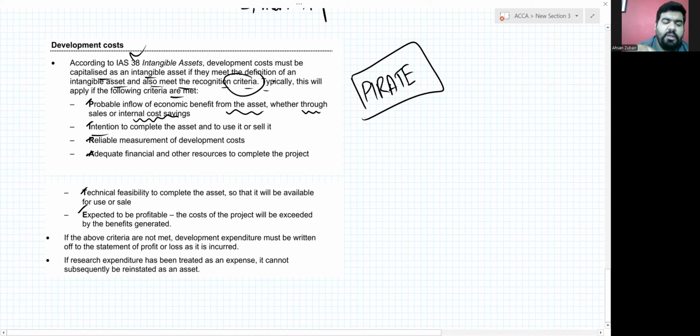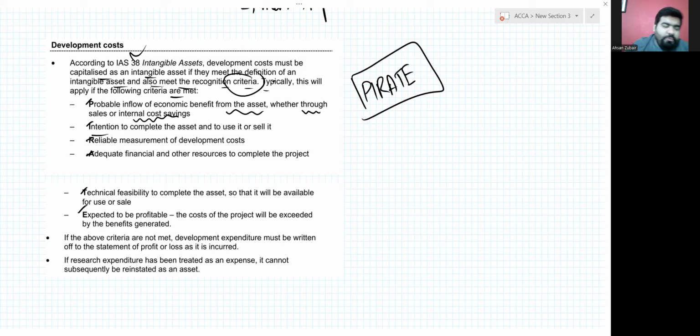Sometimes you have made the asset 50%, but then you get demotivated and discontinue it, maybe because we will fail in future or we don't have the proper cash to complete the asset. That's why it's written: you must have the intention to complete the asset, to use it or sell it, basically to take the benefit. So intention to complete the asset is the second point that must be met. After that, R stands for reliable measurement of development cost.